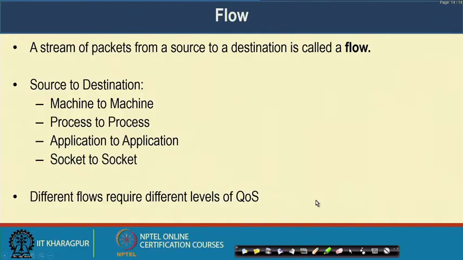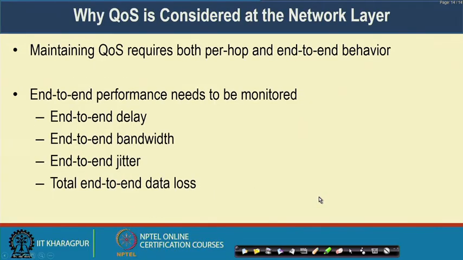We may want to ensure quality of service from application to application or from socket to socket, or different ways we can define the 2 ends of a flow. Now, different flows require different levels of quality of service, and accordingly we need to provide quality of service to those flows. Another important question is why quality of service is considered at the network layer?